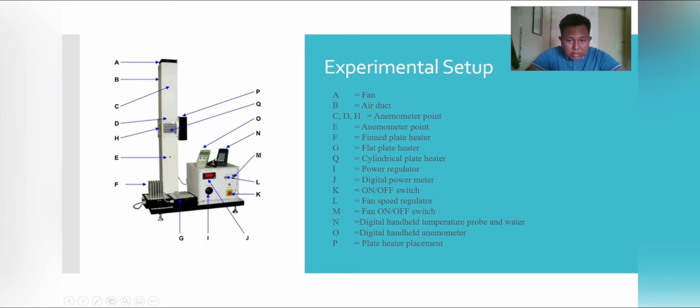K is the on/off switch. L is the fan speed regulator. M is the fan on/off switch. N is a digital handheld temperature probe and meter. O is a digital handheld anemometer. P is the plate heater placement.